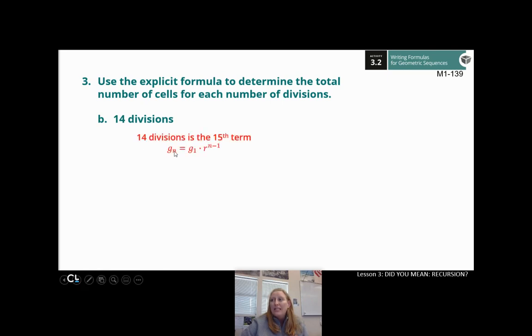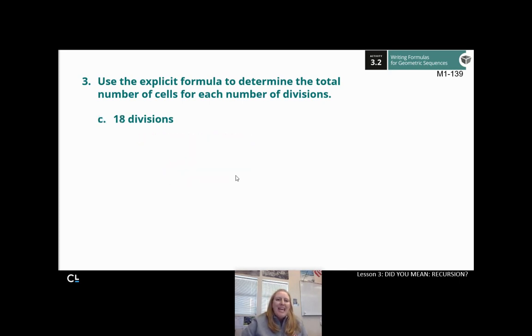For 14 divisions, that means I'm looking for the 15th term. So everywhere I see N, I'm going to plug in a 15. So this is going to be G sub 15, and this is going to be 15 minus 1, also known as 14. And of course, my first term is 1. My common ratio is 2. 2 to the 14th power. Thank you, Mr. Calculator. Because remember, we do have to do exponents before we multiply. So 2 to the 14th power is 16,384. And it's still that because I'm multiplying by 1.